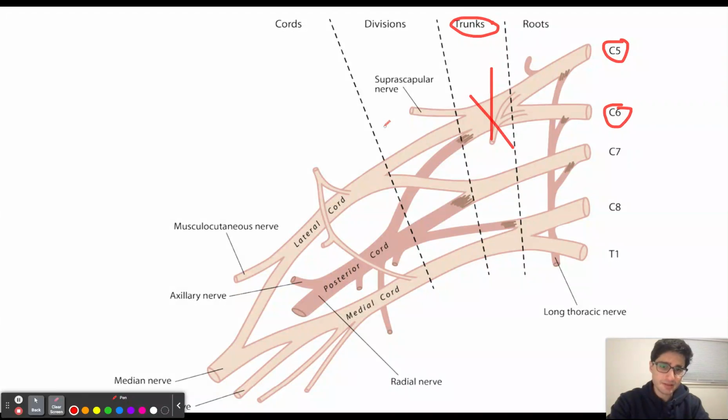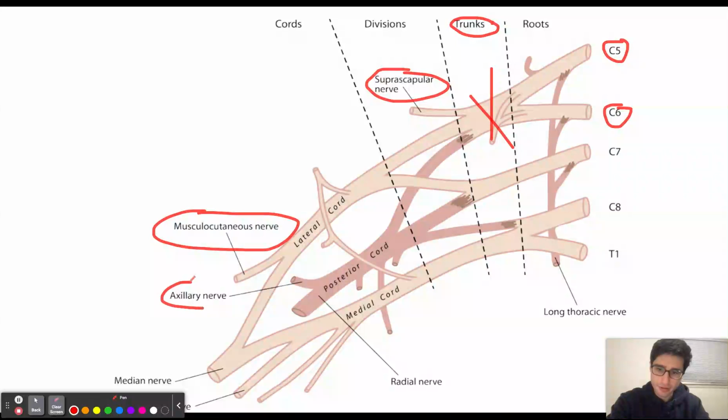Now, we get the symptoms that we get because the C5 and the C6 nerve roots are going to contain the suprascapular nerve, the musculocutaneous nerve, and the axillary nerve. Now, the suprascapular nerve is going to be innervating the infraspinatus muscle, which is responsible for external rotation. And so that is why the patient is presenting with internal rotation instead, because there's damage to the suprascapular nerve. And so the infraspinatus muscle is not able to externally rotate the arm.